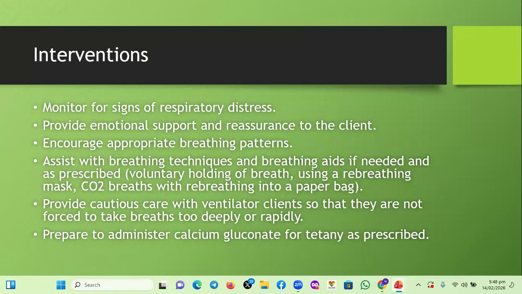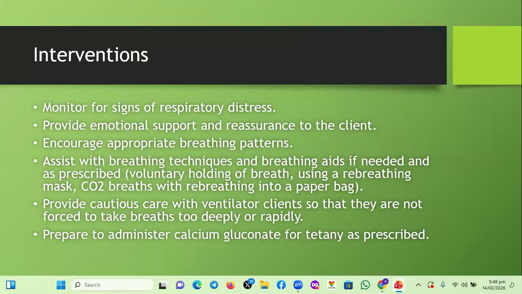You provide cautious care with ventilator clients so that they are not forced to take breaths too deeply or rapidly. So for people who are on a ventilator, when you are caring for them, you have to be careful with their breathing pattern so that they don't retain excess carbon dioxide or breathe out too fast.